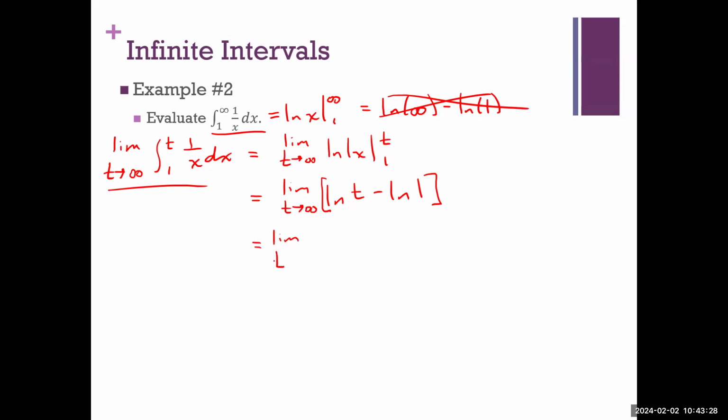So I'll rewrite one more time because I know the natural log of 1 is 0. As t gets very, very big, what happens to the natural log of it? That's right, it's not ever going to stop increasing. It's going to grow without bound. So therefore, this integral diverges. So what does that mean?